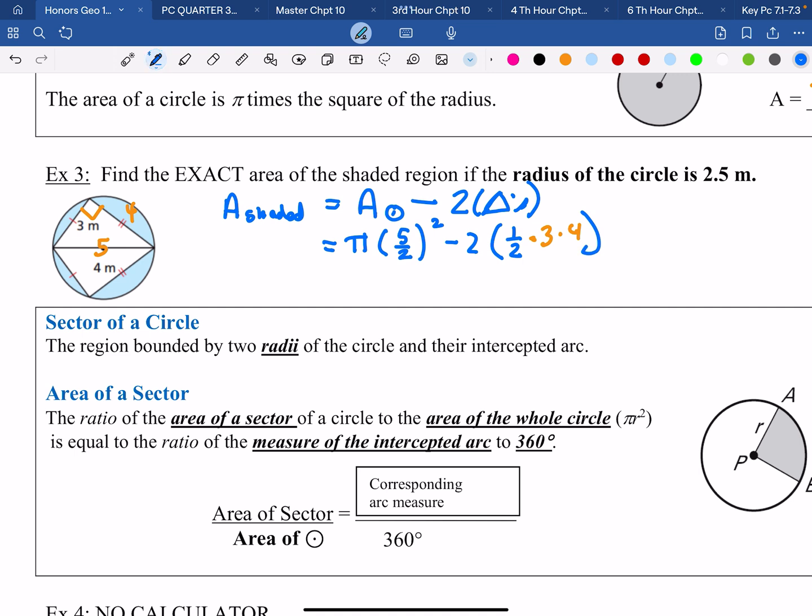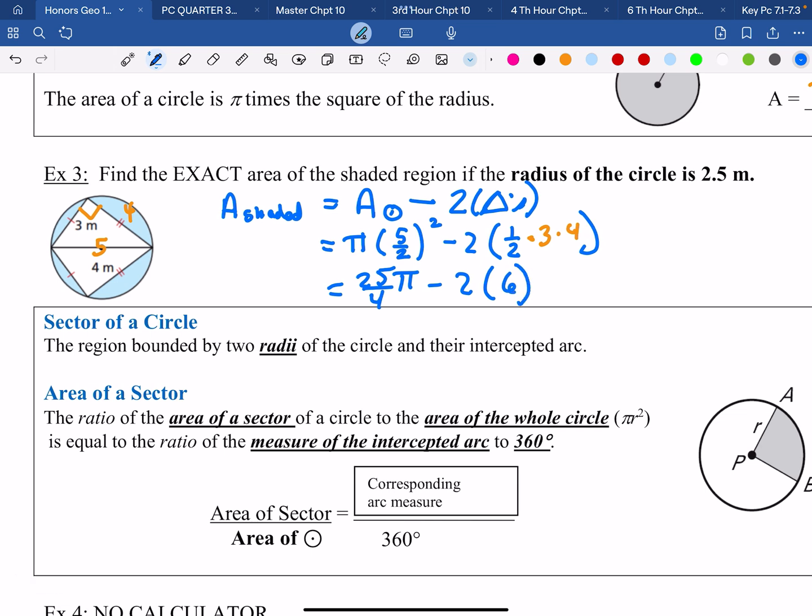And now we could just simplify. And we end up with 5 squared is 25 over 4 pi. And then I can find the area of one triangle. Half of 12 is 6. And then when you subtract, your final answer is 25 pi over 4 minus your 12, and then your meters squared. And voila, that is your area of the shaded region.